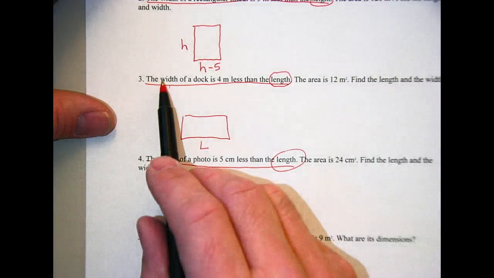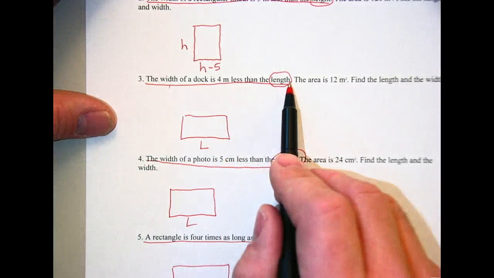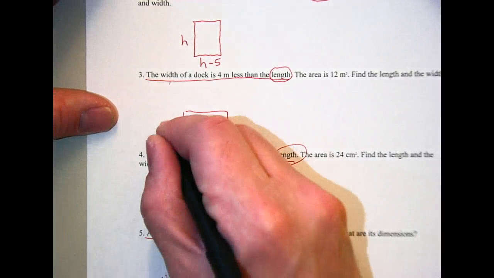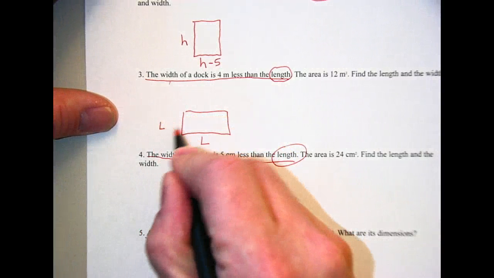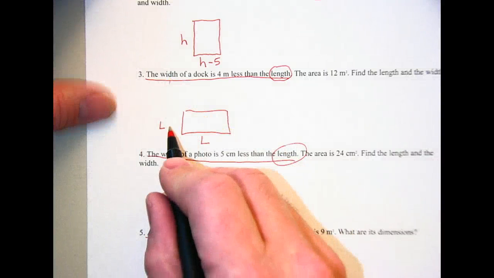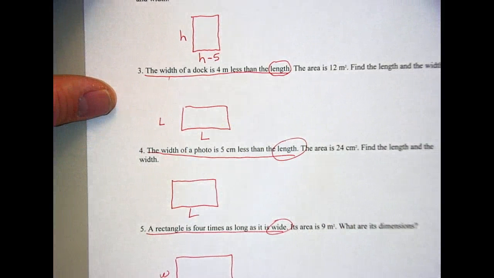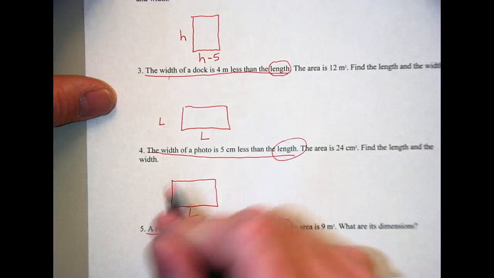Let's try it for 3. The width of the dock is 4 meters less than the length. So I know the length. From my length, how am I going to manipulate this to label it the width? Okay, tell your neighbor what you did.